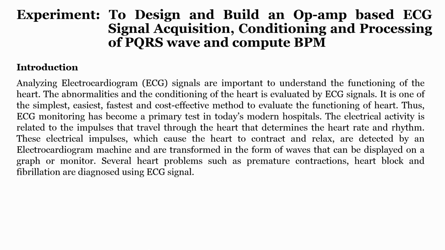So, to do that we can measure ECG. Like I said, the electrical activity is related to the impulses that travel through the heart that determine the heart rate and rhythm, and these electrical impulses which cause the heart to contract and relax are detected by the ECG machine, right. So, several heart problems such as premature contraction, heart block and fibrillation are diagnosed using ECG signals. Thus, you can see that ECG signals are very important to understand the functioning of our heart.